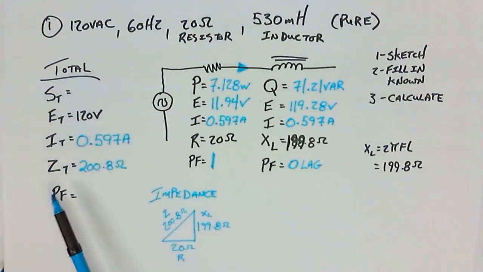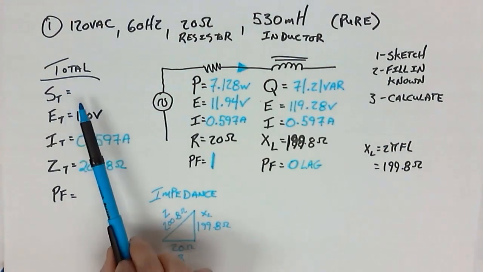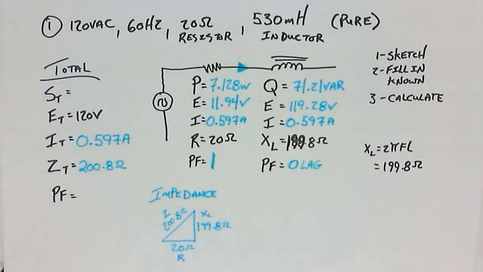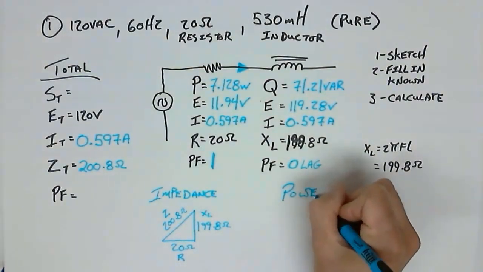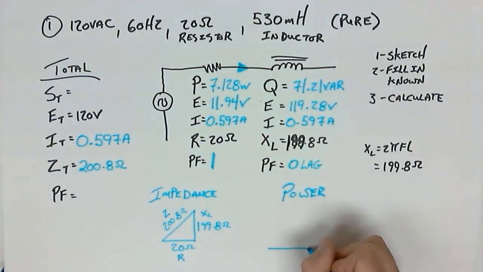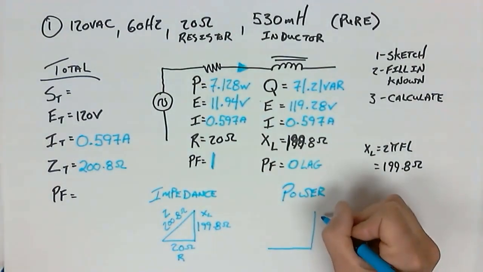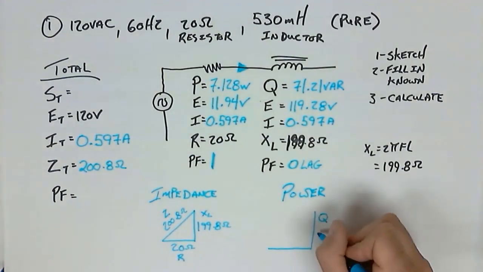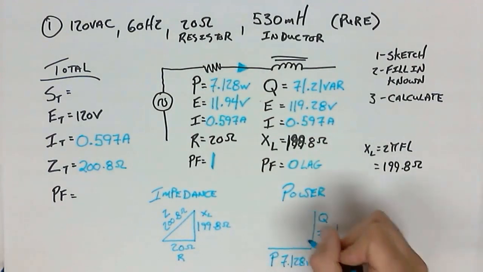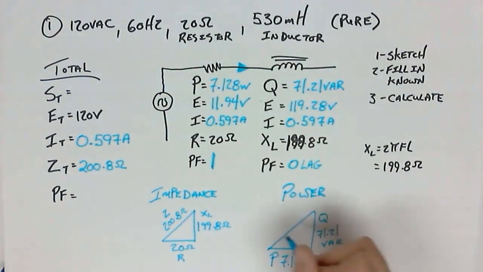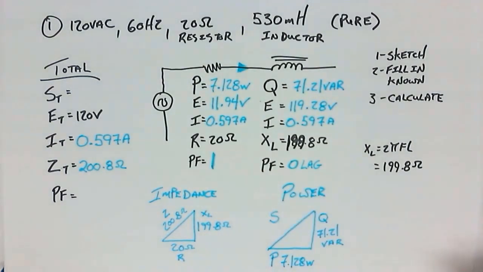I still have two pieces of unknown information. What is the S total? Is in the total VA of the circuit. The total VA of the circuit is going to be equivalent to using a power triangle. So let's do power for the whole circuit. Same thing, we're going to do a horizontal and a vertical. What is the Q VARs? It's 71.21 VARs. What is the P watts of power? 7.128 watts. Hypotenuse, that would be S, and that will give me the VA.